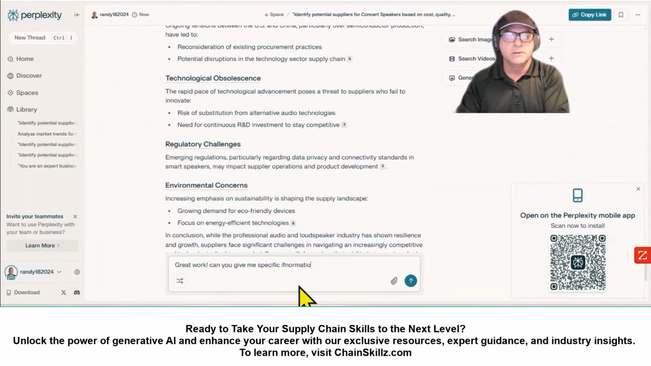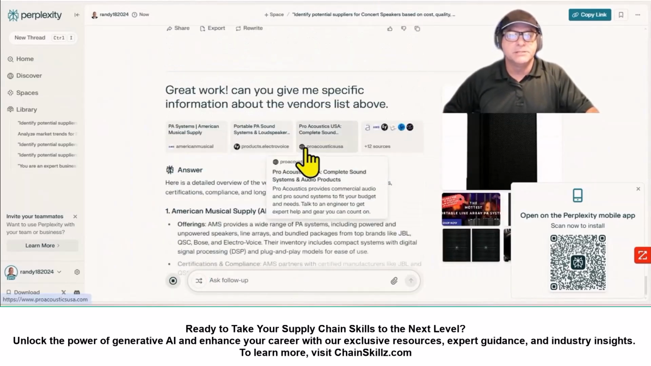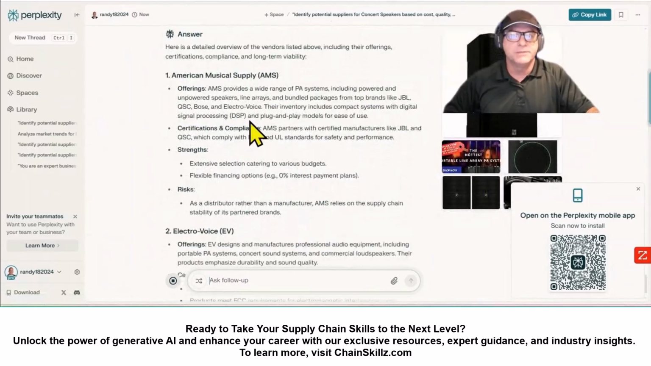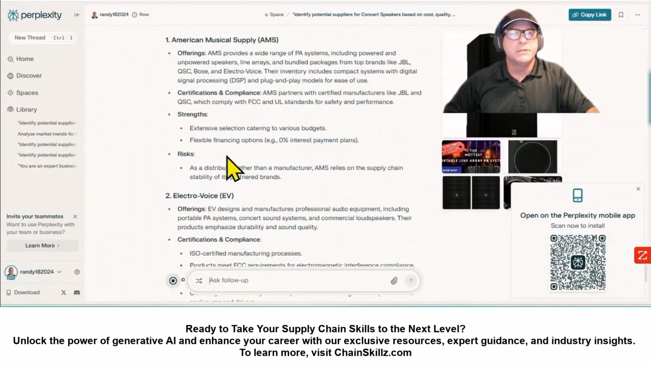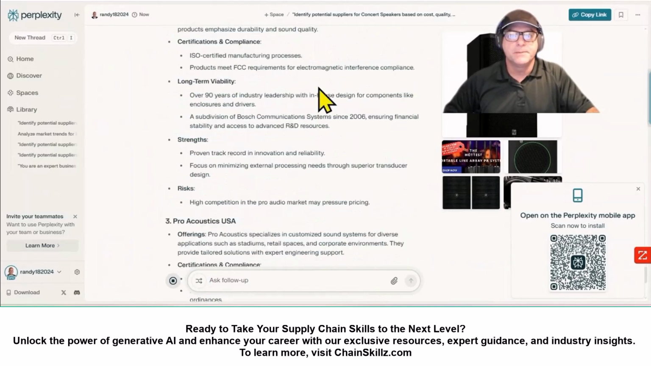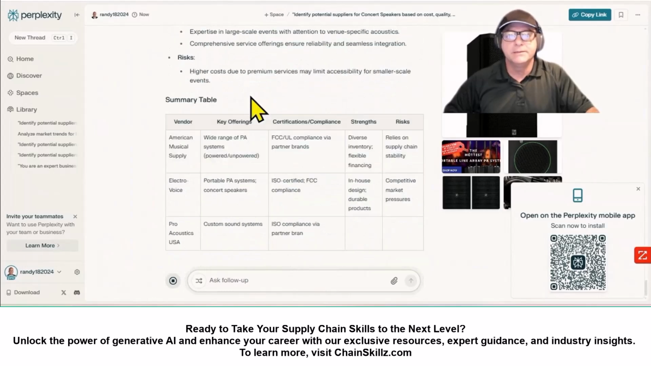Here we go. Information about the vendors listed above. Now it's going to go and actually look at the systems above and give us more specific information. So Electro Voice is one that's in this one here as well. Okay, but they have different vendors, and we're getting okay.